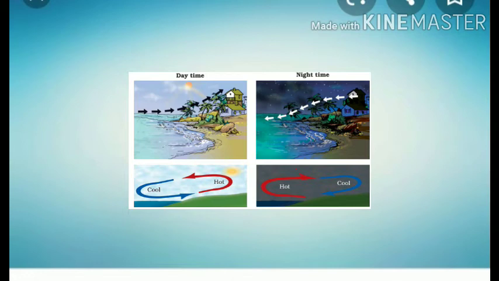So, sea breeze and land breeze are two types of breezes occurring through convection. So, first is sea breeze. What is sea breeze? That is, during the day, the land heats up faster than the sea. So, the air above the land becomes warmer and rises upwards. The cooler air from the sea rushes towards the land and takes its place, resulting in a sea breeze during the day. And what is land breeze?